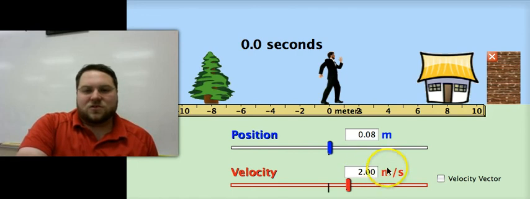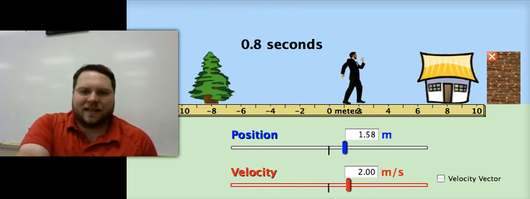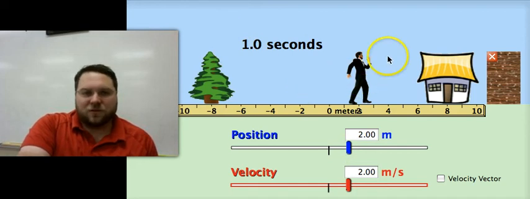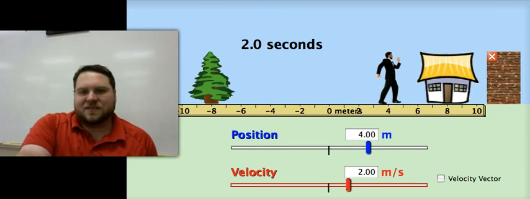If he's traveling 2 meters for every 1 second, once the time gets to 1 second, his position should have changed by 2 meters. Let's see if it did. So I fast forward this to 1 second, and at 1 second his position is 2 meters. Now, speed being a rate, it tells us that for every 1 second that passes, in this case he's going to move 2 meters. So when we get to 2 seconds, he should move 2 more meters. So he should be at 4, so we can check that out. After another second passes, he moves another 2 meters and is at 4.